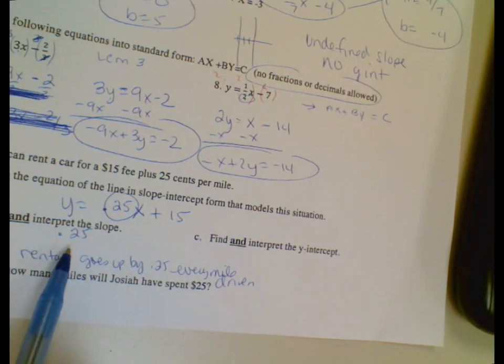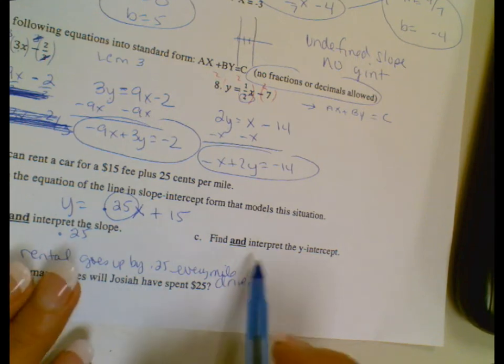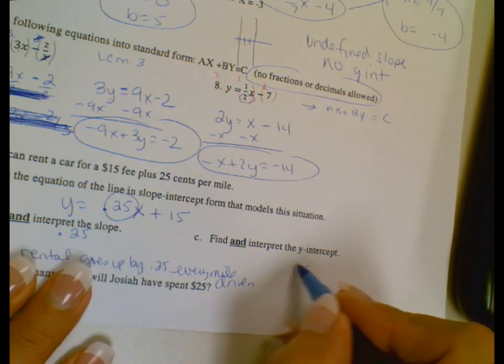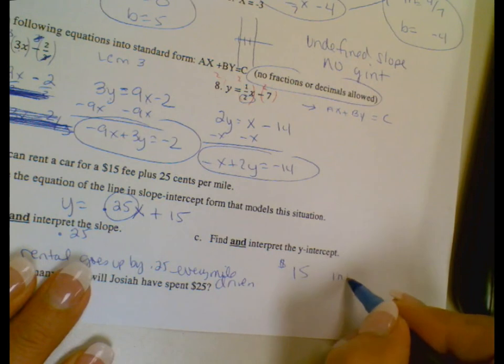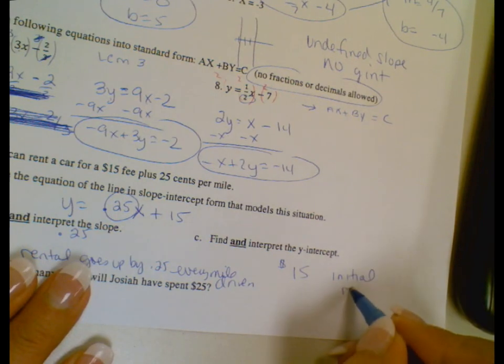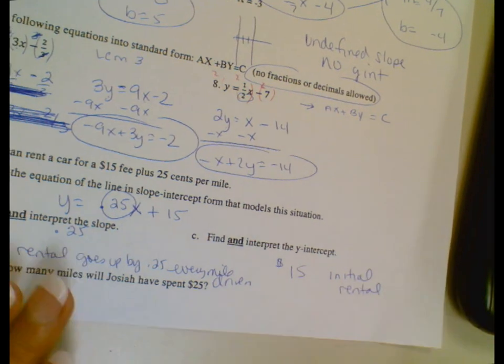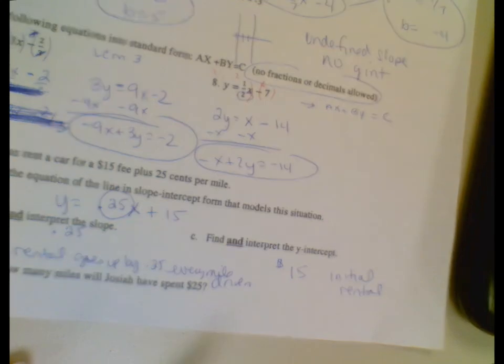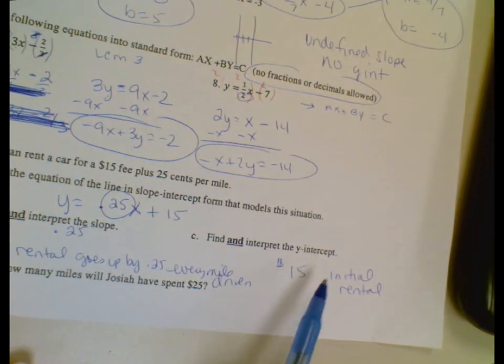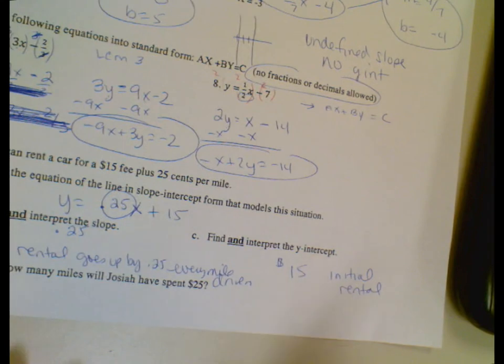Find and interpret the slope. So it's 25 cents every mile. The y-intercept, the $15, is the initial rental. If you never drove it out of the parking lot, it would cost you $15. But once you drive it out of the parking lot, it goes up 25 cents every mile.